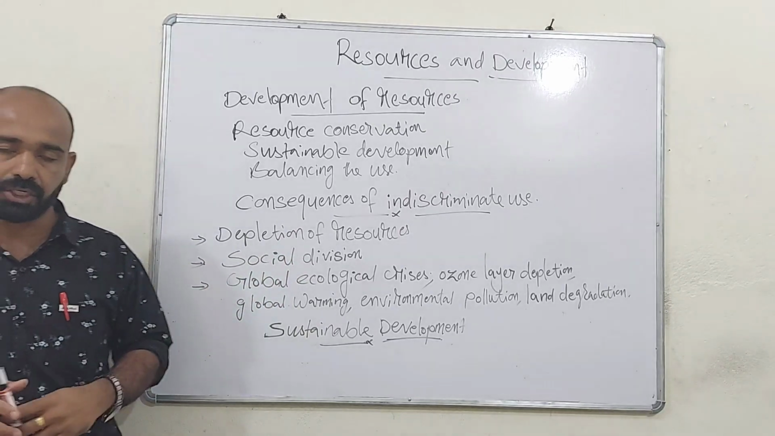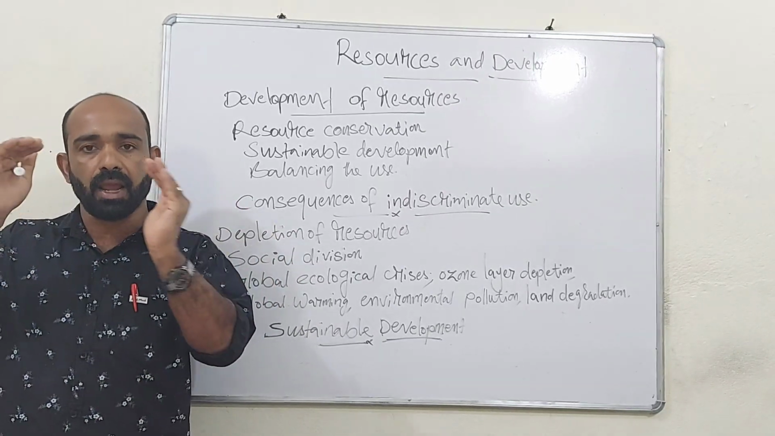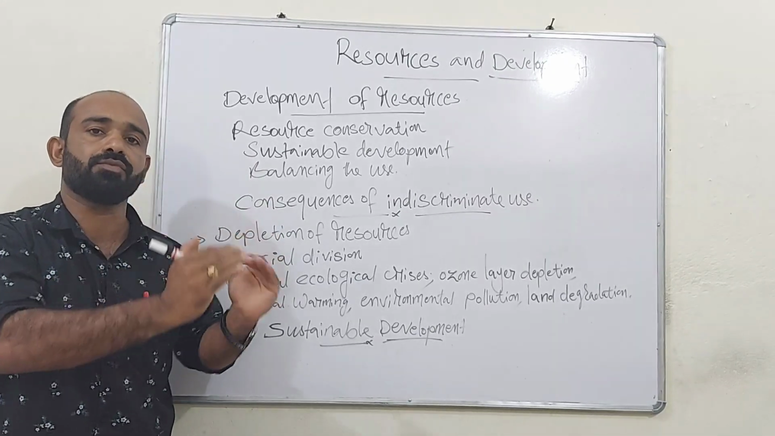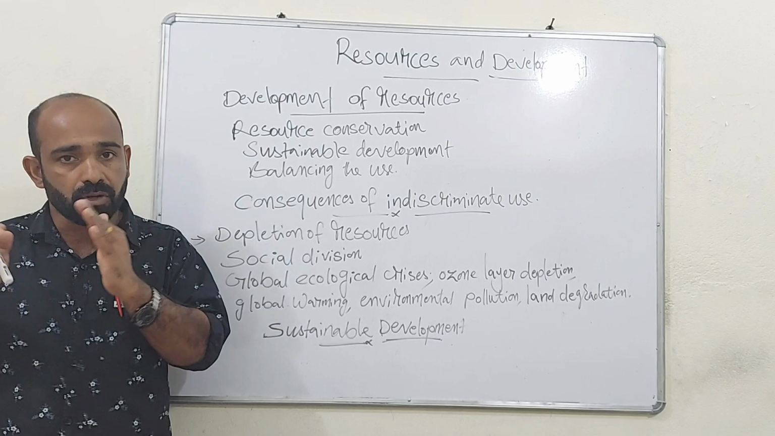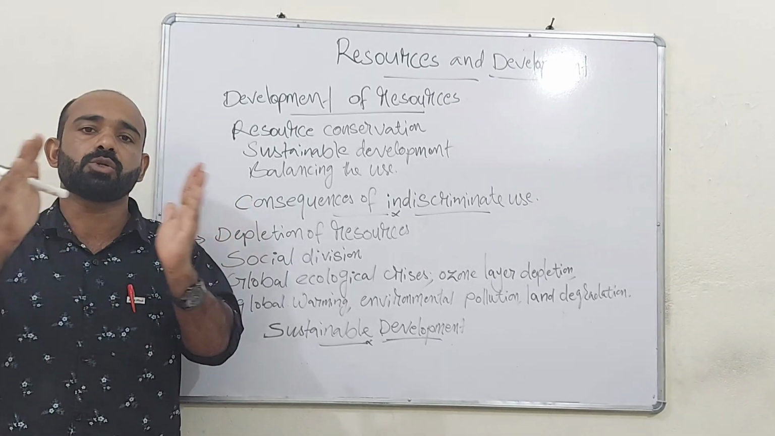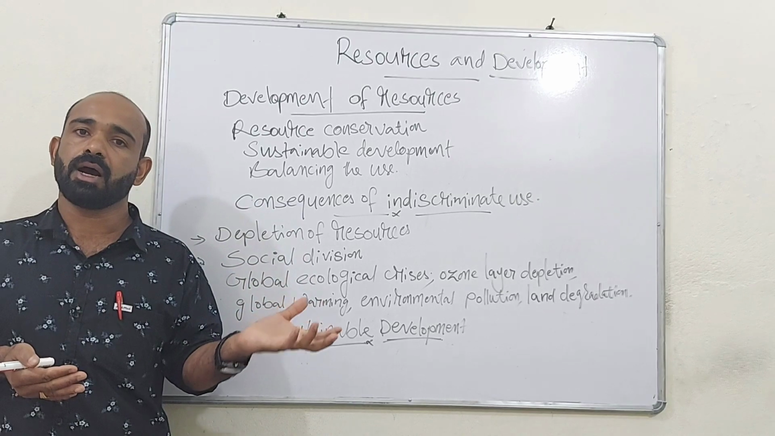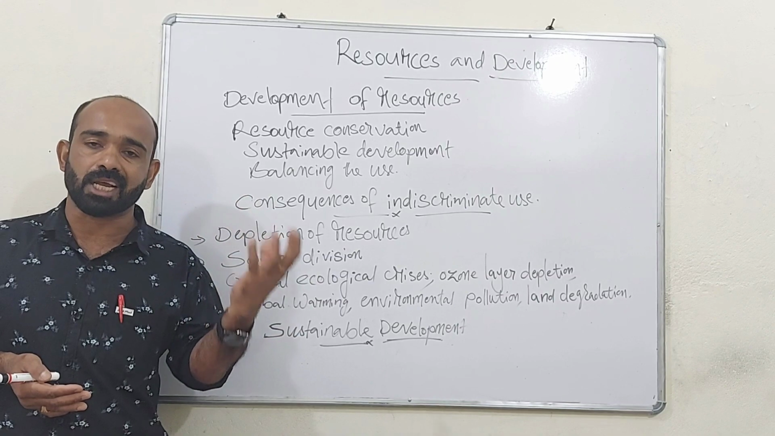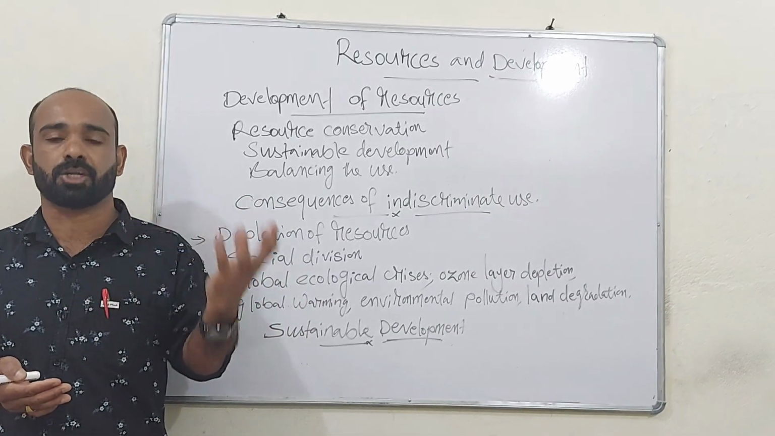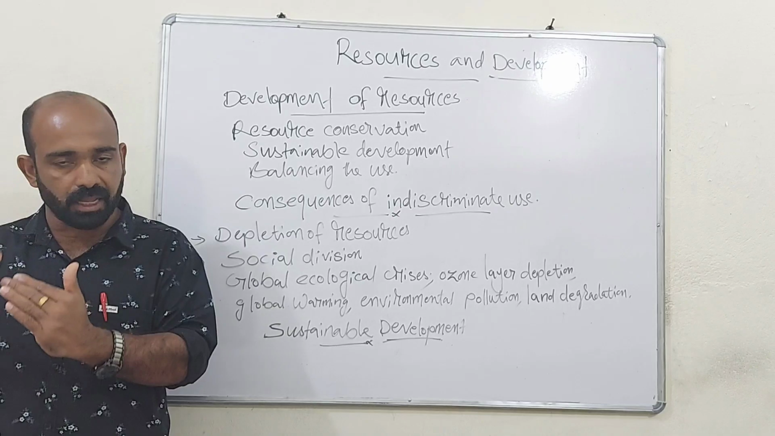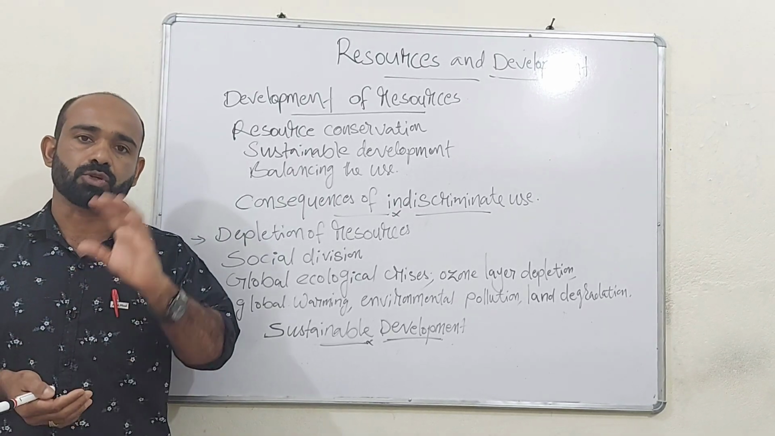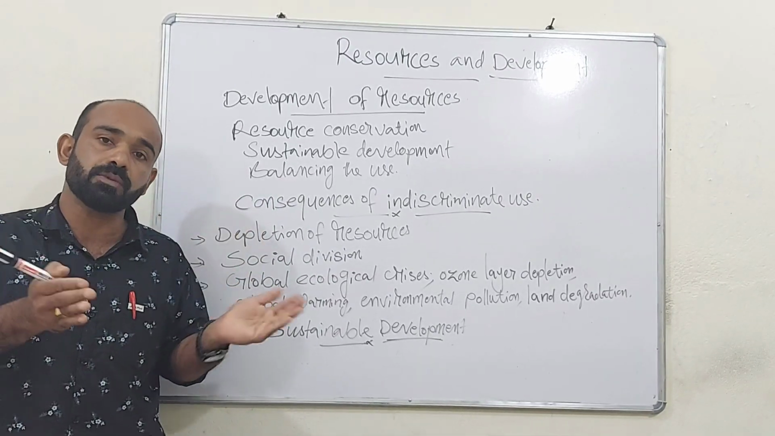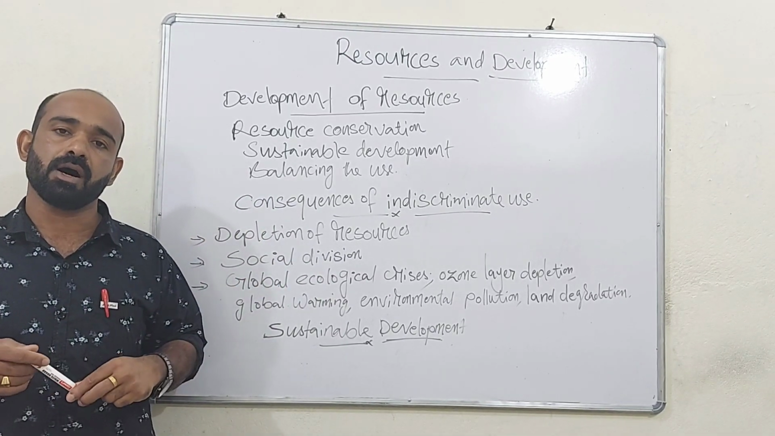And secondly, social division. Because of the greedy nature of some individuals, all resources are accumulated in the hands of few individuals or few countries. And because of that, society will be divided into two groups, like haves and have-nots, or rich and poor people. Rich people are always exploiting resources and they become richer and richer. Poor people are not at all getting anything, so they become poorer and poorer. So society will be divided because of the indiscriminate use of resources, into two groups, like rich and poor or haves and have-nots.